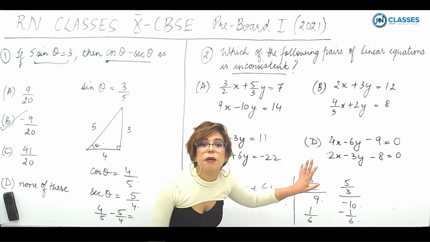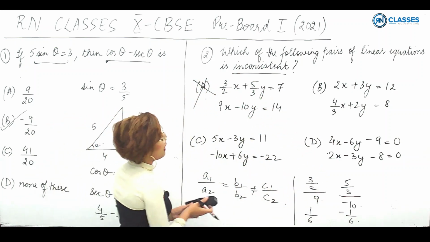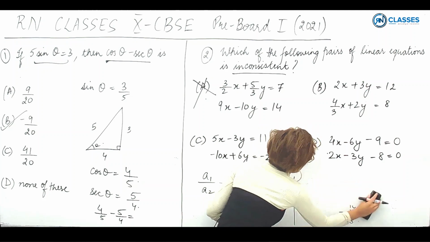a1 by a2 is not equal to b1 by b2. I will not check further. So that means this is not the correct answer. Right? Let's move on to option B.